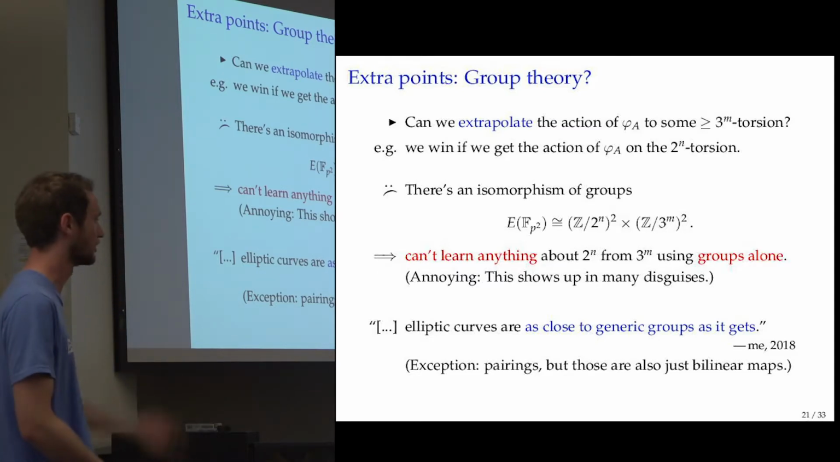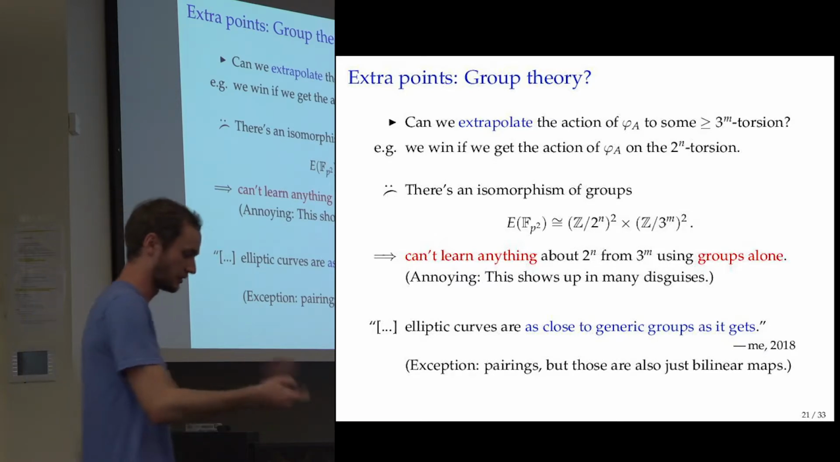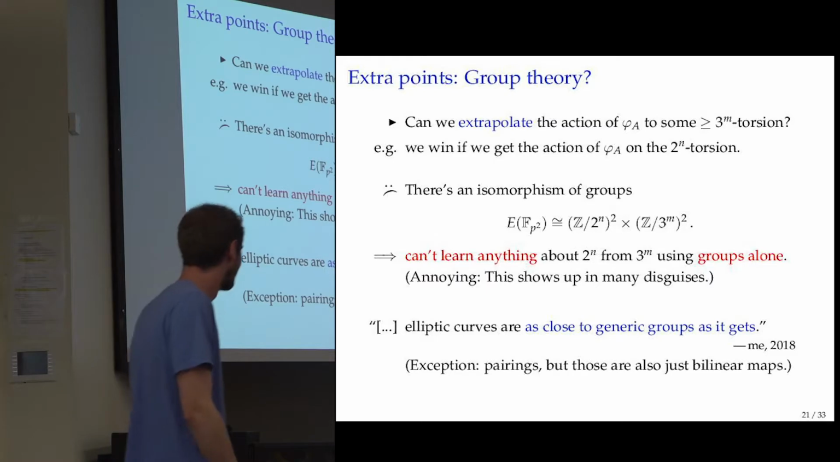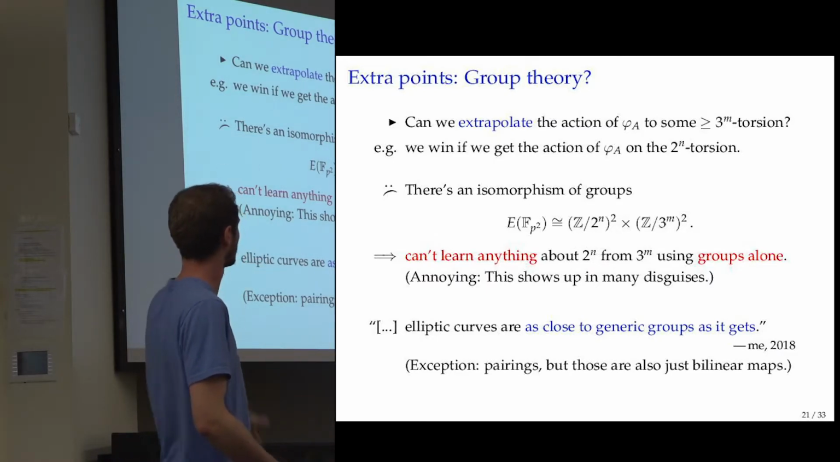There's pairings, but in this context you can just view them as linear maps or bilinear maps, and then you have the same thing. Anything could be a bilinear map. So it just looks like a generic group for most purposes, and in generic groups you can't do this kind of extrapolation thing.